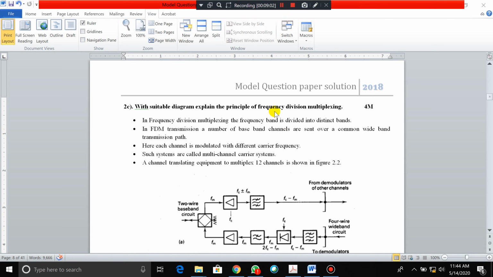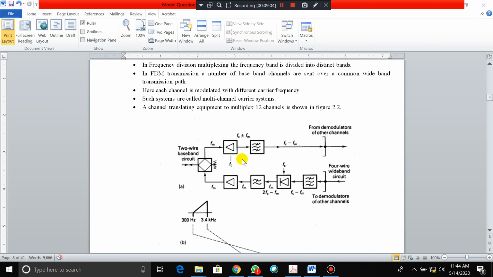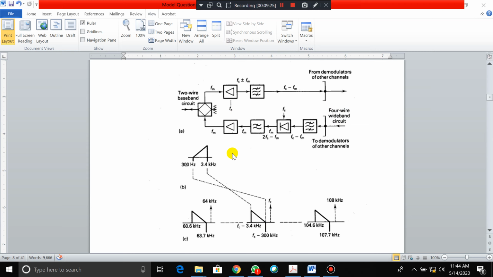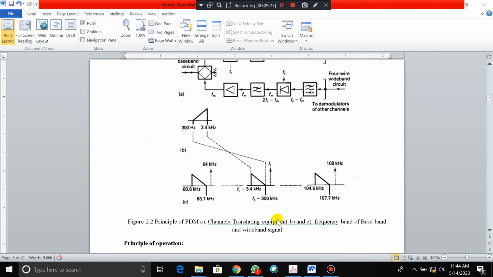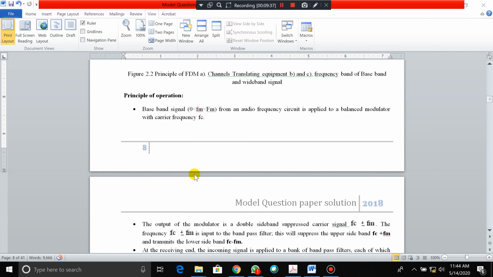Okay, we were discussing frequency division multiplexing. So this was a diagram. Here you can see the amplifiers and we have two-wire baseband circuits and the filters here. These are the amplifiers. This is a four-wire circuit. In the A, B and C diagrams, A says that it is standard translation equipment, and B and C show the frequency band of the baseband signal and wideband signal, and the principles of operation are discussed.